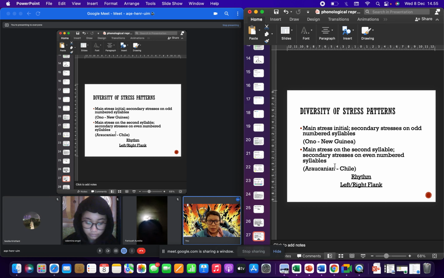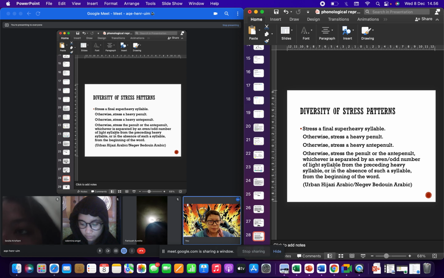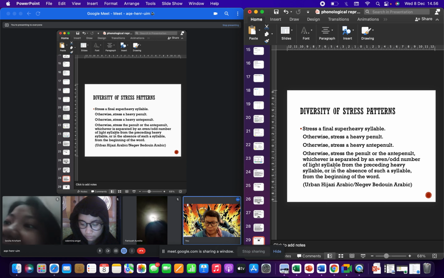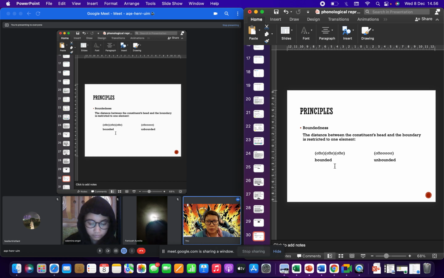Now here, the main stress being initial in English is not new, but in English we also find that the sound is not only stressed in the initial part, but also in the secondary and the tertiary part, and also in other languages. Okay, here is also an example of other languages that have heavy syllables, and you can see it in the book.